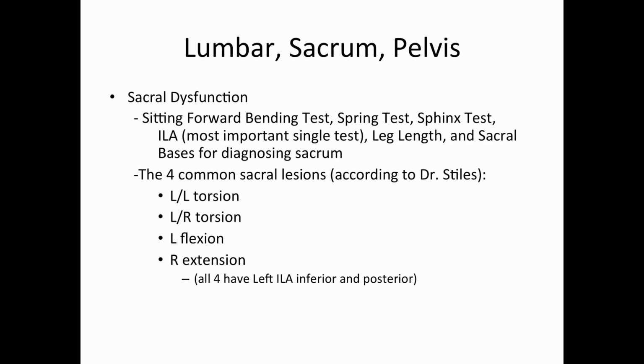That sacral base becomes harder to tell the accuracy of if you've got pelvis somatic dysfunctions. So that ILA can help you sort some of that stuff out. And again, you also want to look at leg lengths, sacral bases. So the more common sacral lesions, which you might have found on your classmates already, according to Dr. Stiles, is the left ILA is inferior and posterior. So that includes the left on left torsions, left on right torsions, left flexions, right unilateral extensions.